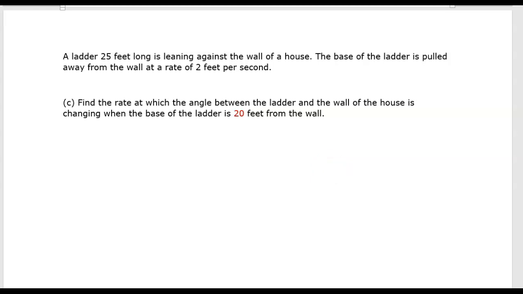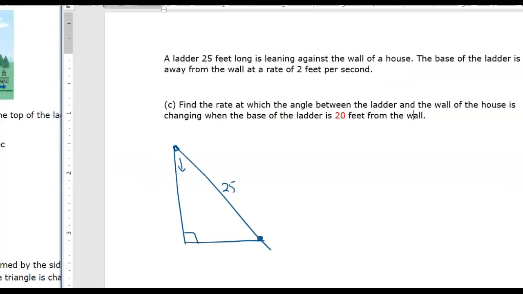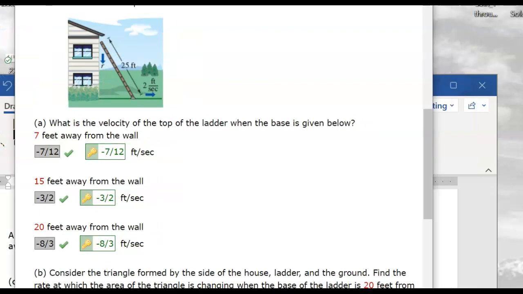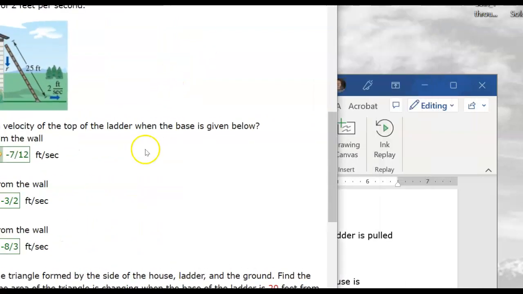Okay, so you're given a picture with this one, but we could quickly reproduce it or draw it ourselves. That's constant at 25. This is the ladder, and it's sliding down the wall this way. We're also given some more information. Let's see.